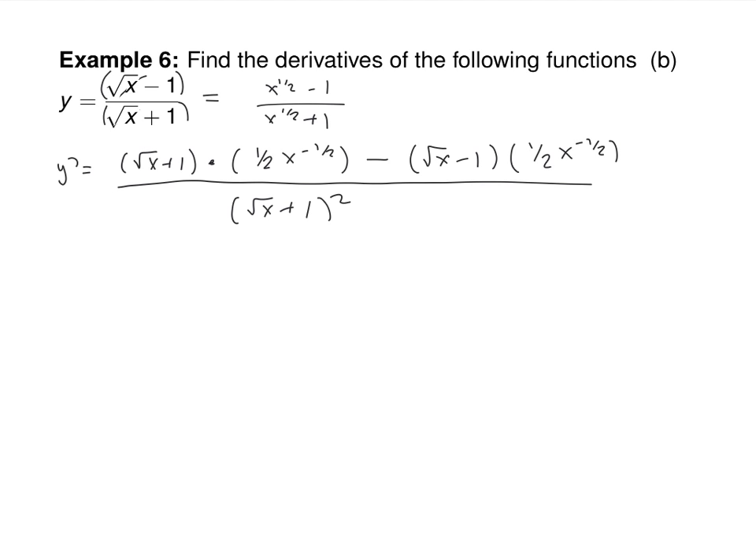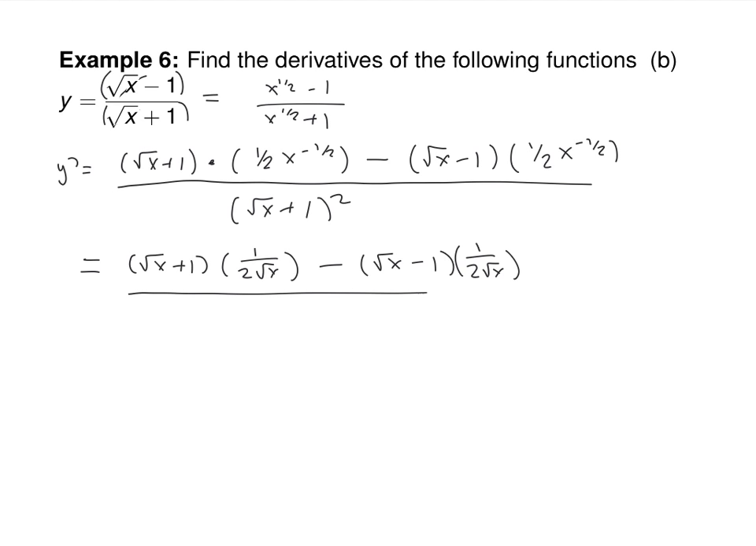Okay. So you have root x plus 1 times 1 over 2 root x minus root x minus 1, 1 over 2 root x, over root x plus 1 squared. Is everyone okay with what happened there? What happened there? Yeah, just made the negative exponents into fractions, right?